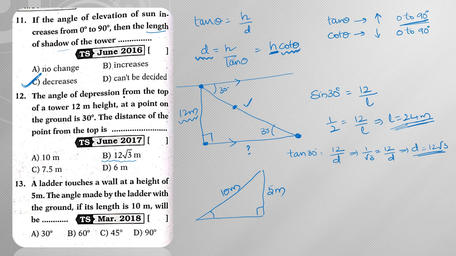Now he is asking you to find the angle with which the ladder is placed. With respect to this angle, this is the opposite side and this is the hypotenuse. So directly we can go with sin theta. Sin theta is equal to opposite by hypotenuse, which is nothing but 1 by 2. And 1 by 2 is nothing but sin 30 degrees. So clearly theta is 30 degrees, right?